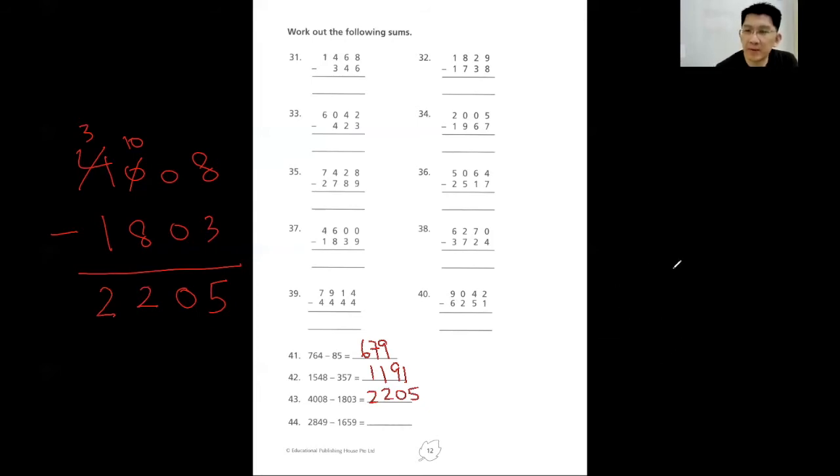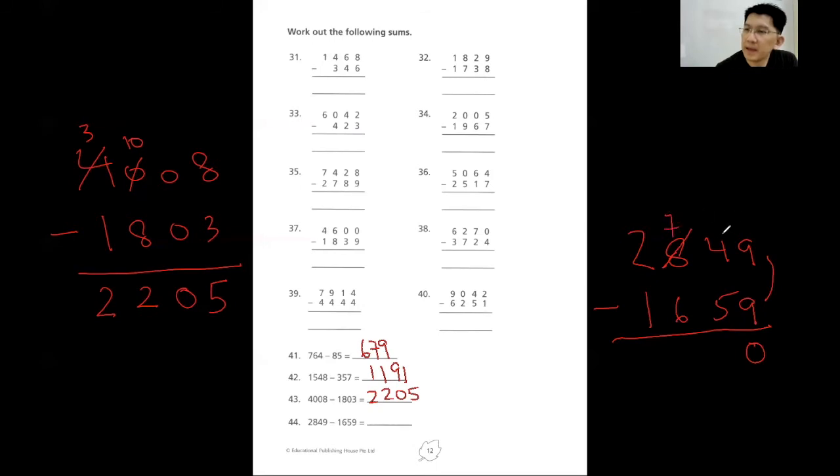Now I'm moving on to number 44 now. 2,849 minus 1,659. Draw a line. 9 minus 9 gets you 0. 4 minus 5. 4 is smaller than 5. Let's borrow from 8, leaving you only 7 now. And 4 gets another 10. 10 plus 4, 14. 14 minus 5 is 9. 7 minus 6 is 1. And 2 minus 1 is 1 as well.